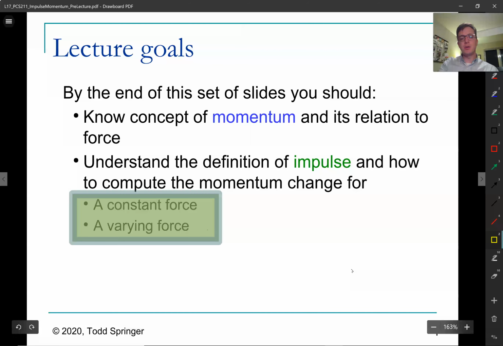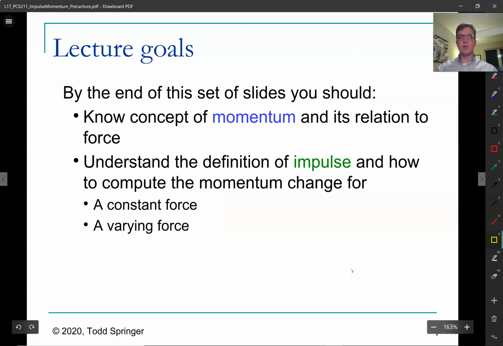So this should remind you a lot of work and energy. We thought about how do we calculate the work done by some force for a constant force and for a force that changes with time. And this is going to be quite similar to that, except we're not calculating work, we're calculating this thing called impulse, which I will explain what that is. It's related to work, it's kind of similar in some ways, but it's not exactly the same.